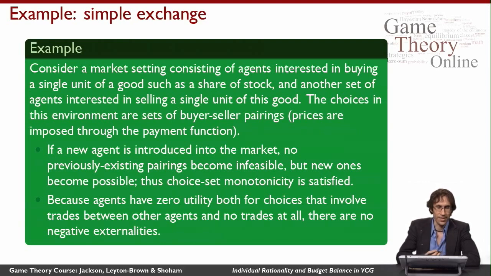And it's natural in this kind of a setting to assume that agents have zero utility both for other people trading with each other and for other people not trading at all. And that being the case, the agent has zero utility for everything that can happen when they're not present, and so there are no negative externalities.